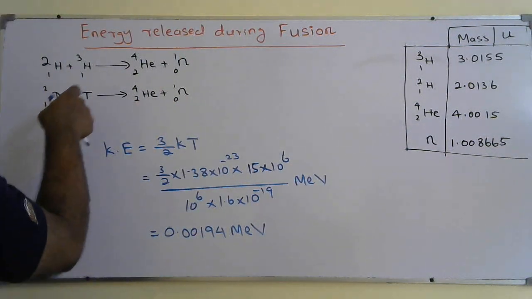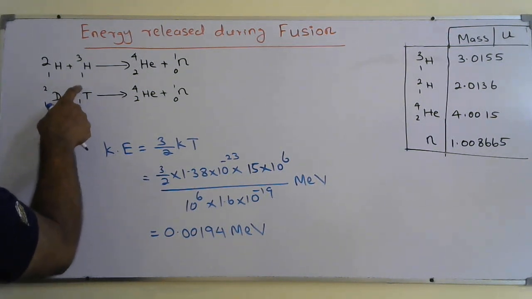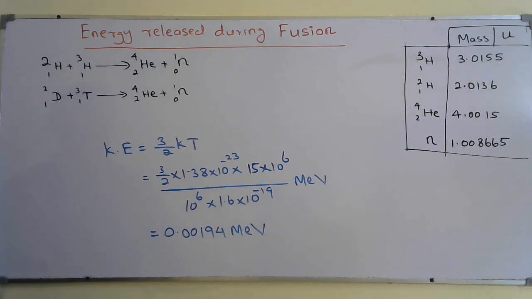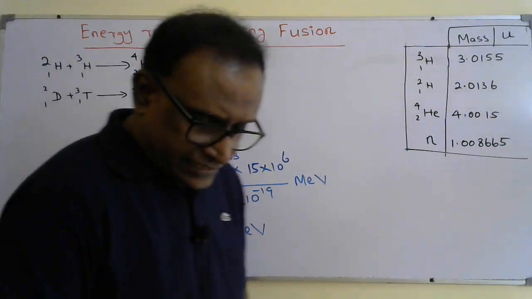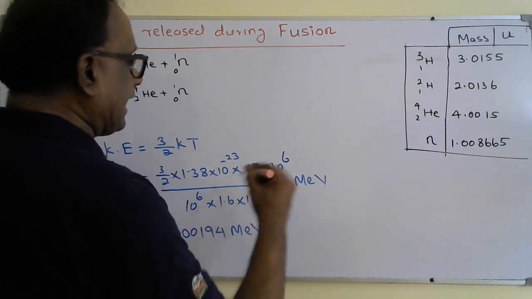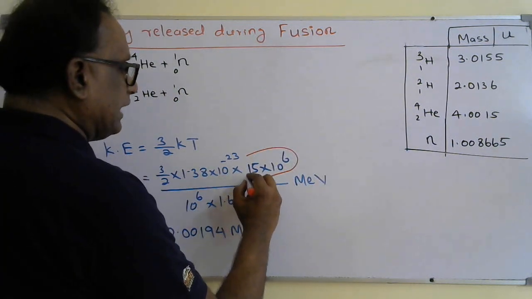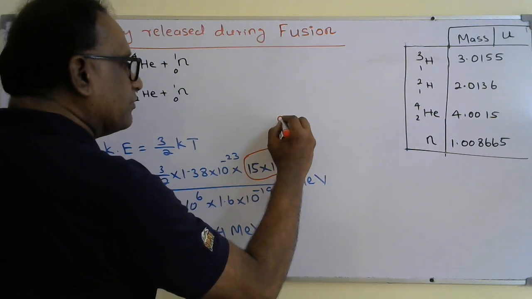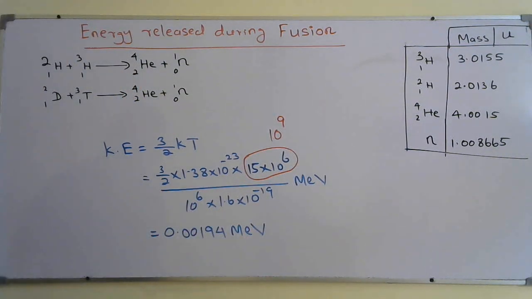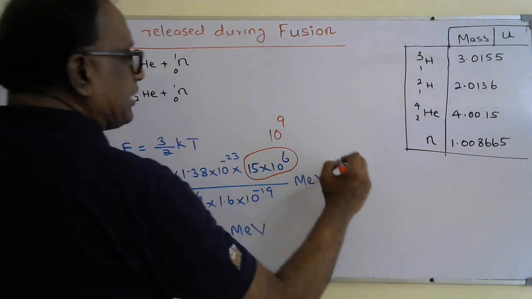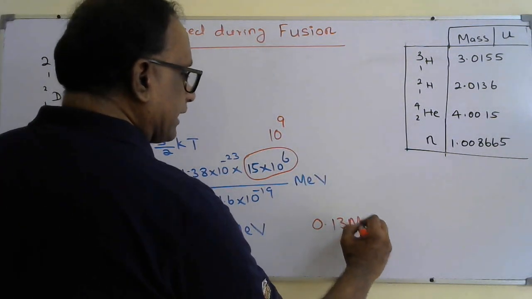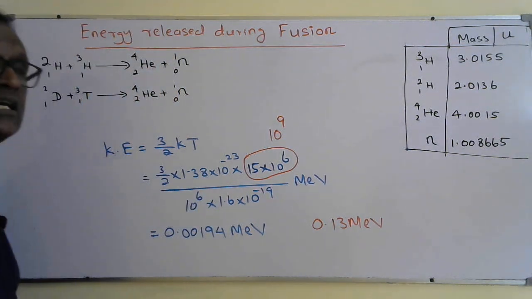Normally at a very high temperature of 15 million Kelvin, these particles, deuterium and tritium, we can write deuterium as 2D1 and tritium as 3T1. Those are the standard notations for isotopes of hydrogen. Anyway, you know that. So their kinetic energy will be 0.00194 mega electron volt. But if we think about the extreme situation, rather than 15 million Kelvin, 1 billion Kelvin, that's the worst case, a much higher temperature. In that situation also, it will be 0.13 mega electron volt. Still the kinetic energy is lower.